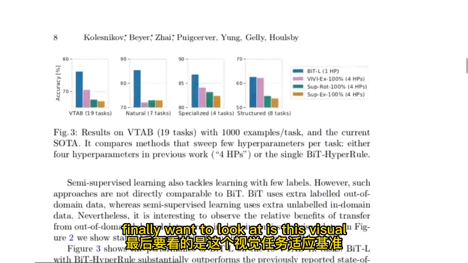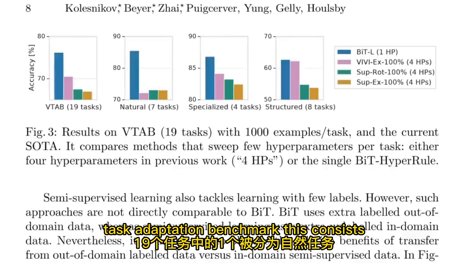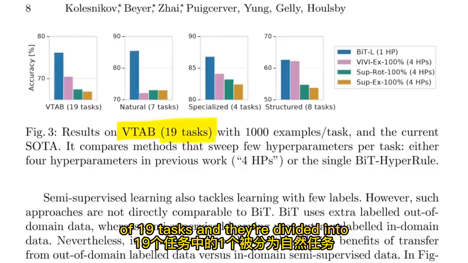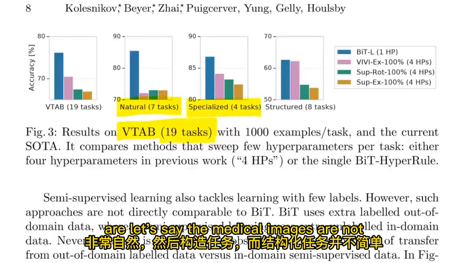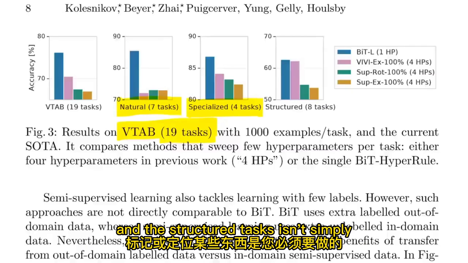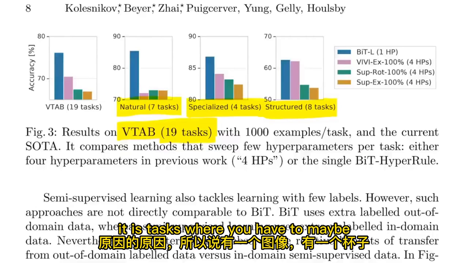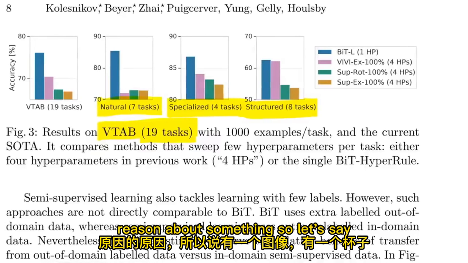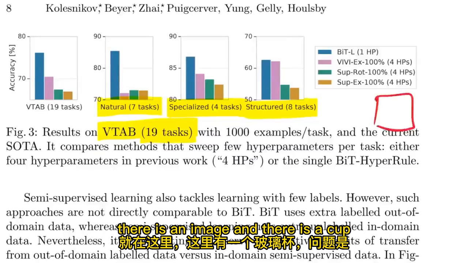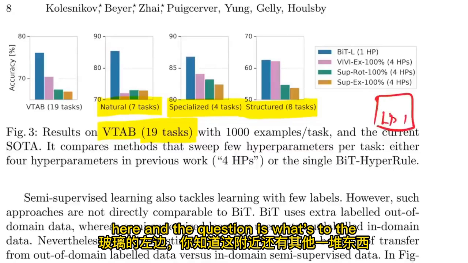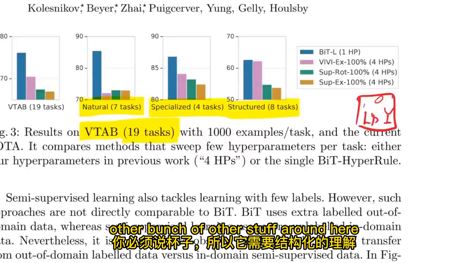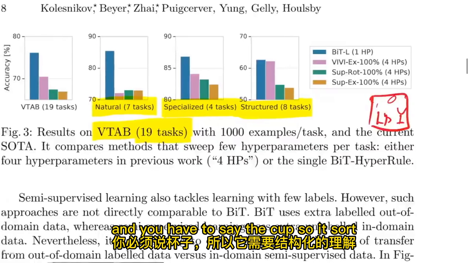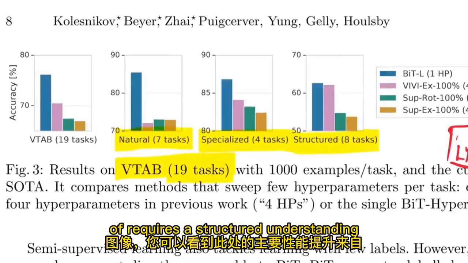So what I finally want to look at is this visual task adaptation benchmark. This consists of 19 tasks, and they're divided into natural tasks, which are natural images, and then specialized tasks, which are, let's say, medical images, so not really natural, and then structured tasks. The structured tasks aren't simply labeling or locating something. It is a task where you have to maybe reason about something. So let's say there is an image and there is a cup right here and there is a glass right here, and the question is, what's to the left of the glass? And there's a bunch of other stuff around here, and you have to say the cup. So it sort of requires a structured understanding of the image.